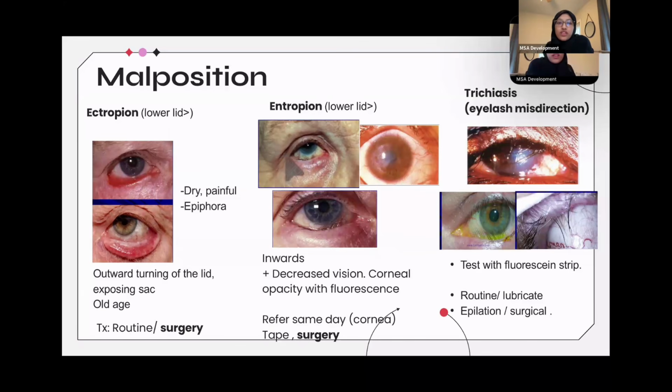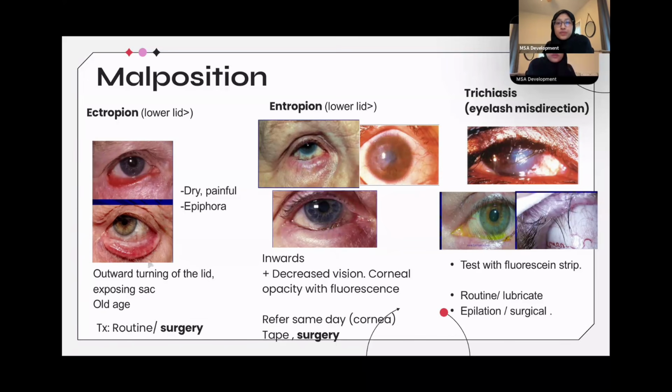Symptom-wise, they can both be very dry eyes, painful. Epiphora means excessive tearing because this one has dryness because the eyelid is not working. This is like touching the eye. So it's more painful and causes excessive tearing. Touching the cornea can also cause corneal opacity. Corneal opacity with the fluorescence test, you can see it because it's touching the eye, whereas here it's not touching, it's just dry eyes. And that can have decreased vision because it's touching the cornea. Okay, you don't want that.